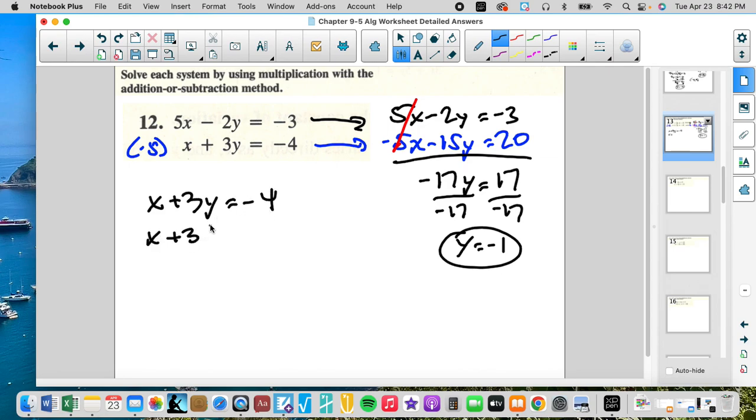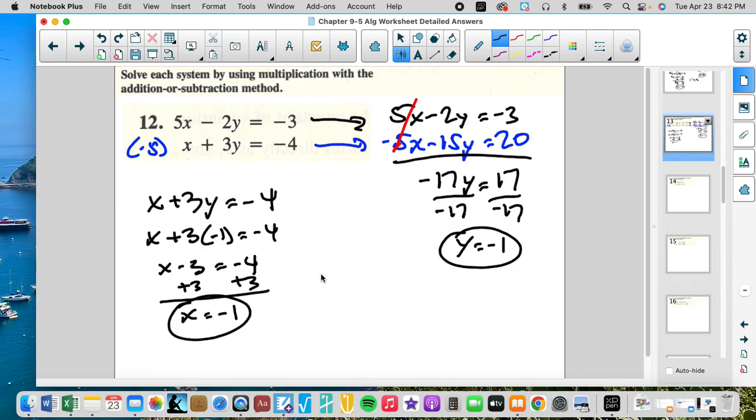x plus 3 times negative 1 equals negative 4. x minus 3 equals negative 4. Add 3, add 3. x equals negative 1. Negative 1, negative 1.